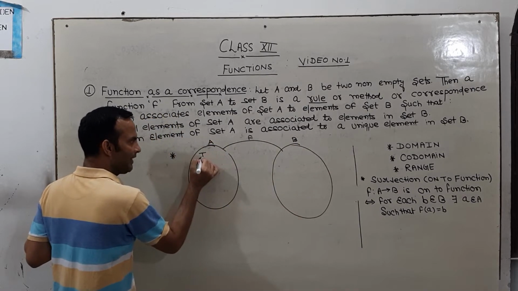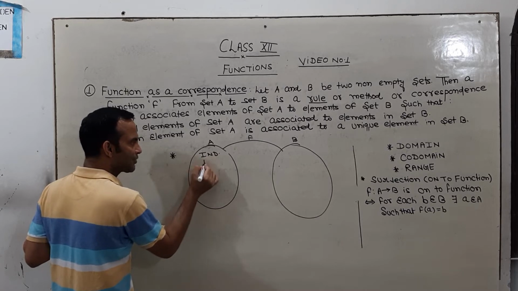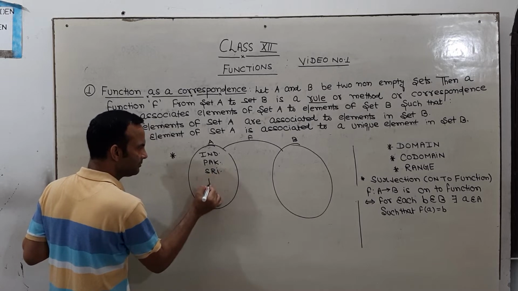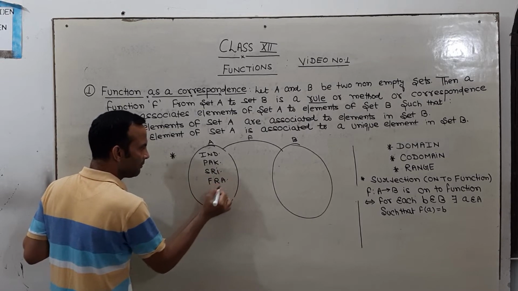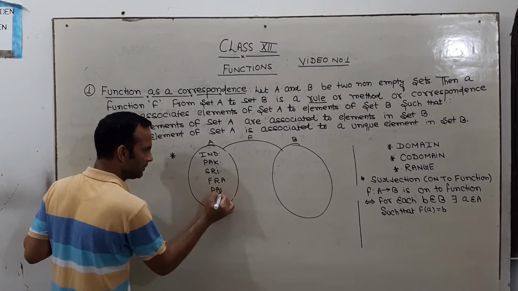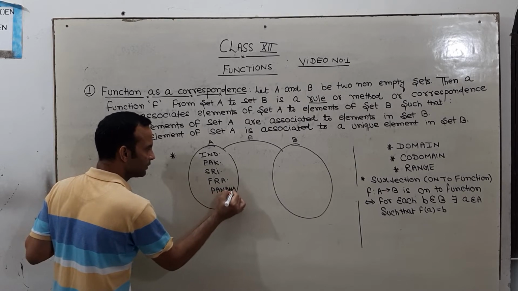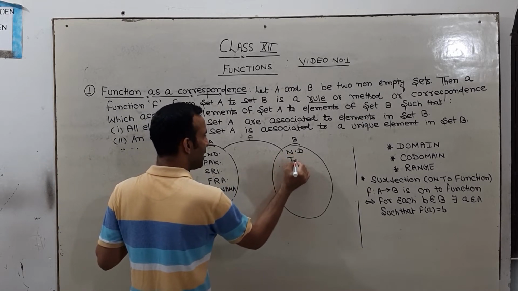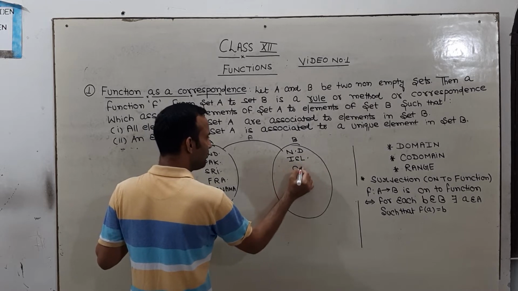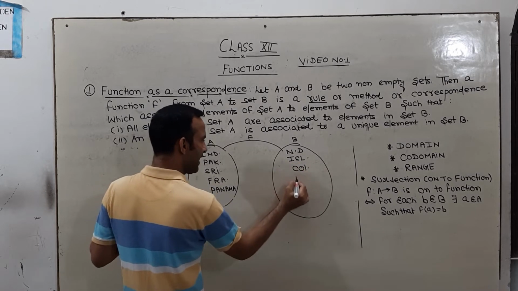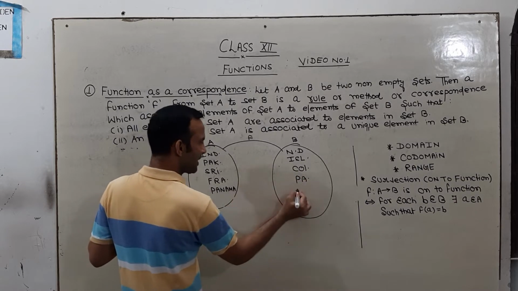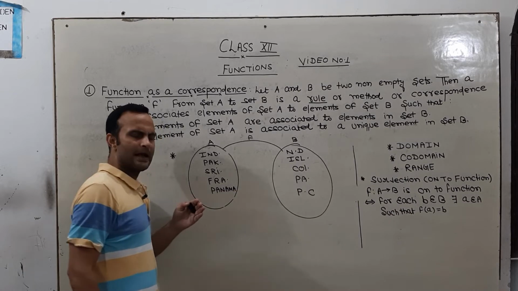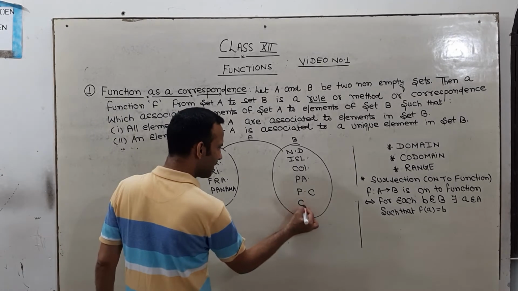Here I am going to write India, Pakistan, Sri Lanka, France, Panama. Here I am going to take New Delhi, Pakistan, Islamabad, Sri Lanka, Colombo, France, Paris, Panama City, and one more. Let us take the capital of Denmark, which is Copenhagen.